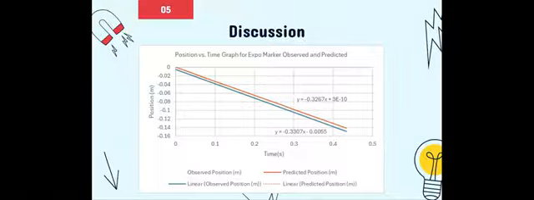So our discussion, what does it say? Here is our position versus time graph for the expo marker for both our observed and predicted positions. The constant slope shows us there's constant velocity with no acceleration and therefore no net force. These two, the observed and predicted model, are very close together, showing us that net force was indeed zero. However, there's still some deviation. So what could explain that?